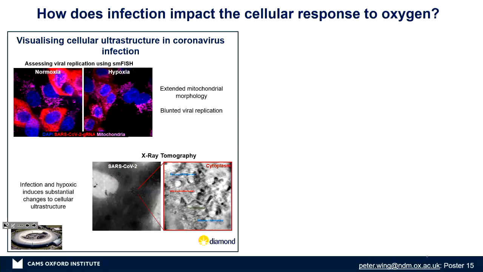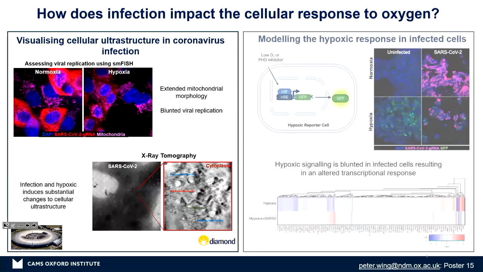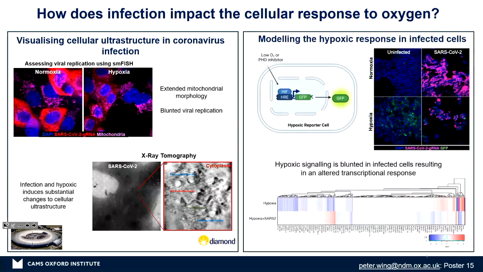And what we detected using this technique is significant differences in cellular ultrastructure in infected cells with different levels of molecular oxygen. Finally, we've also been using hypoxic reporter cells, which very simply, when they haven't got any oxygen, turn green. And what we then determined was when these cells are infected, they can no longer respond to low levels of molecular oxygen. And we've also shown that the transcriptional response is completely different when they're infected with coronaviruses. If you want to know why this is happening, I've got a couple of ideas on poster number 15.